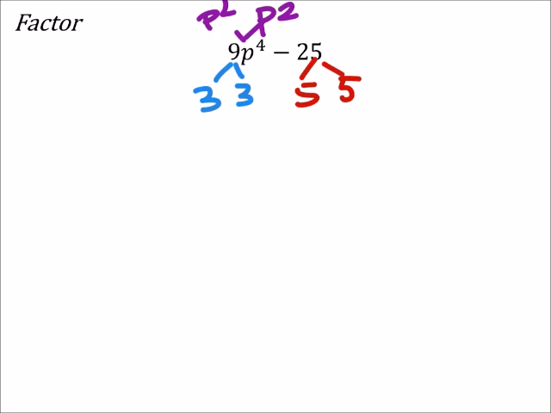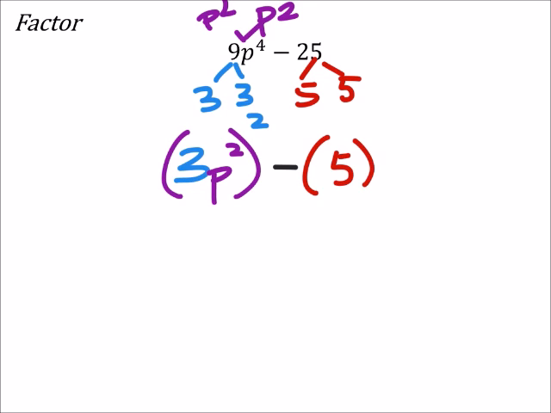So what we have then is, in the first term, which is going to be squared, we've got 3P squared, squared, minus, well, 5 squared. The reason why I'm doing it this way is because it shows my A value inside this set of parentheses and my B value inside this set of parentheses. So I have two perfect squares being subtracted.